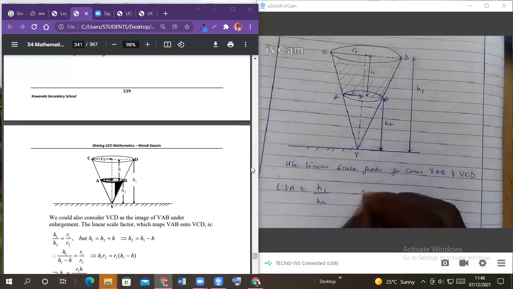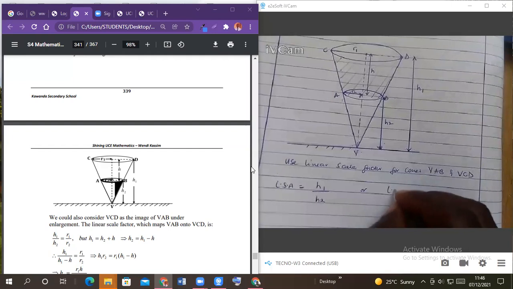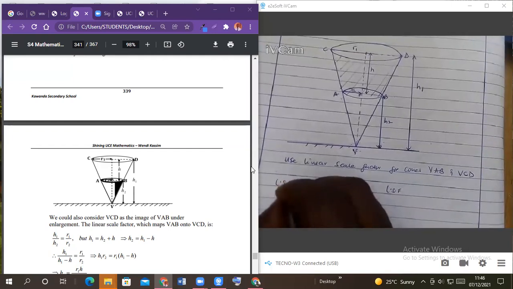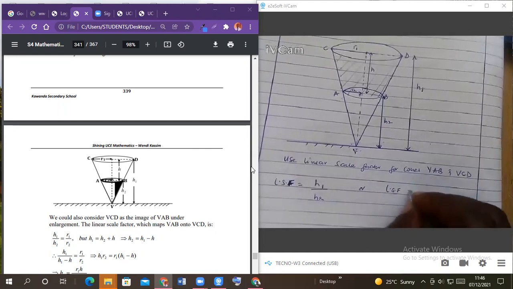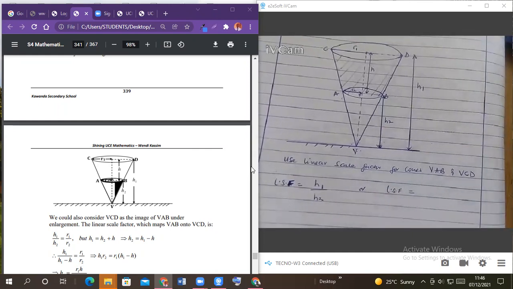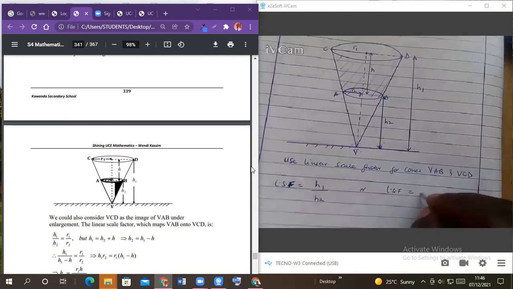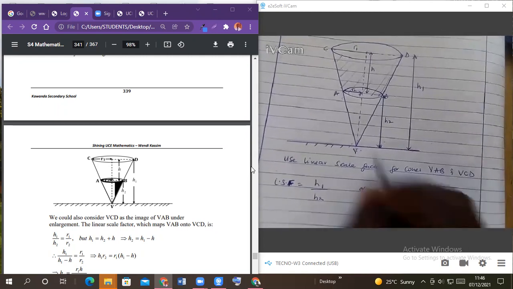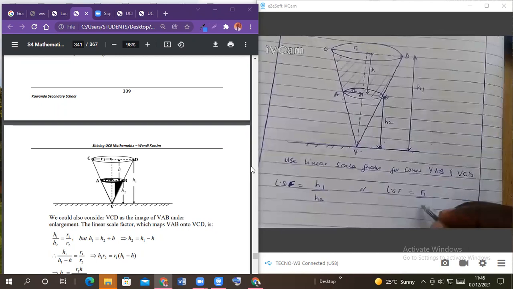Or you can say that the linear scale factor is also equal to the radius of the image, R1, divided by the radius of the object, R2.